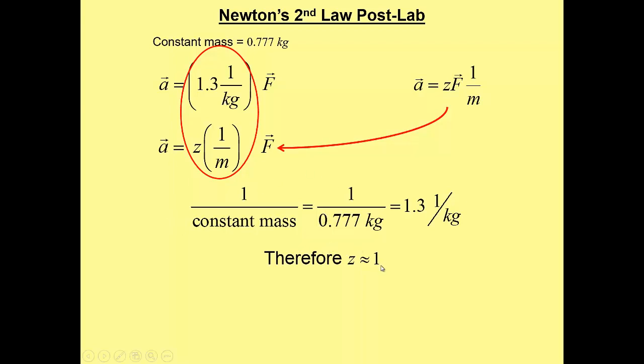This is, as you're going to see, the world's best constant of proportionality. And you'll see why in just a couple minutes here, okay? But it's 1 with no units. So if we plug a 1 in here, and we take 1 over our constant mass, we get the slope that we actually found in the lab. So let's see if this works in the second part of the lab.